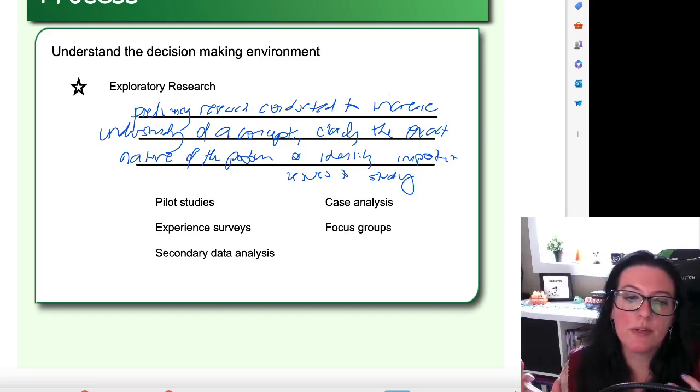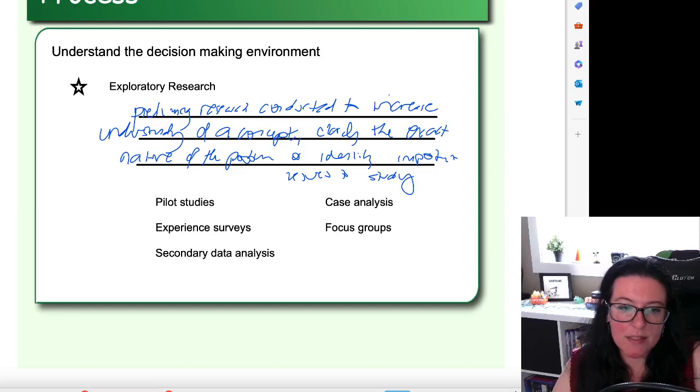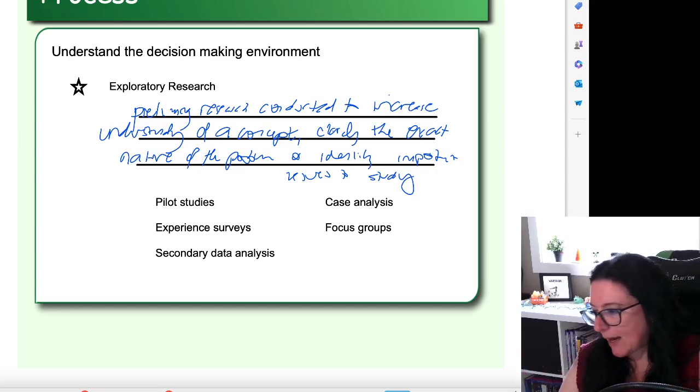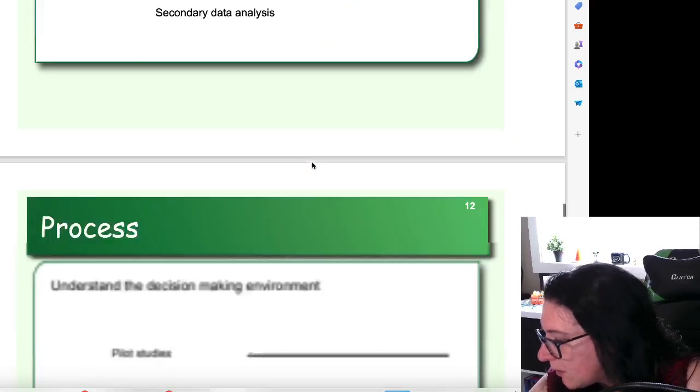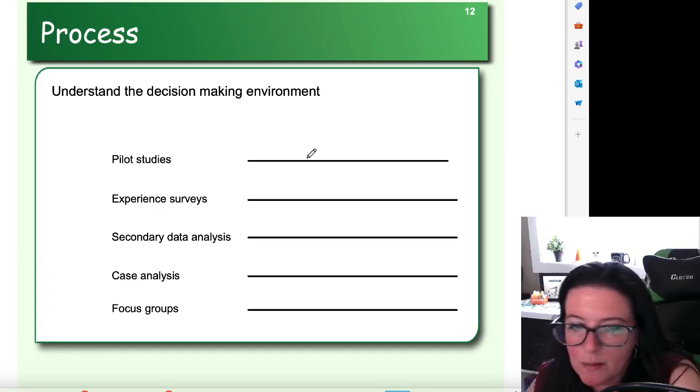So there's different types of exploratory research. We have pilot studies, we have experience surveys, we have secondary data analysis where information has been collected for a different purpose, we have case studies, and we have focus groups. The key here with exploratory research is that we are brainstorming. And so these are very open-ended methods for data collection. So let's just define a couple of these here. So trying to understand the decision-making environment with a pilot study.